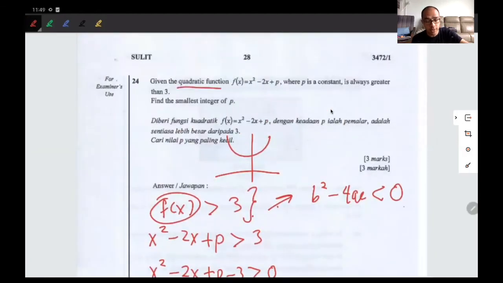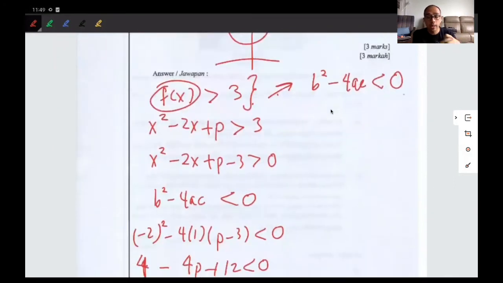What is required of us to understand is this. The quadratic function is always greater than 3. That means the value of f(x) is always more than 3. Means the graph can never, the paling kecil is 3 point something. Dia memang akan tergantung di udara. This, in a way, memberitahu kita b squared minus 4ac is less than 0. There is no real roots. And that's why we are able to find the value of p from there.